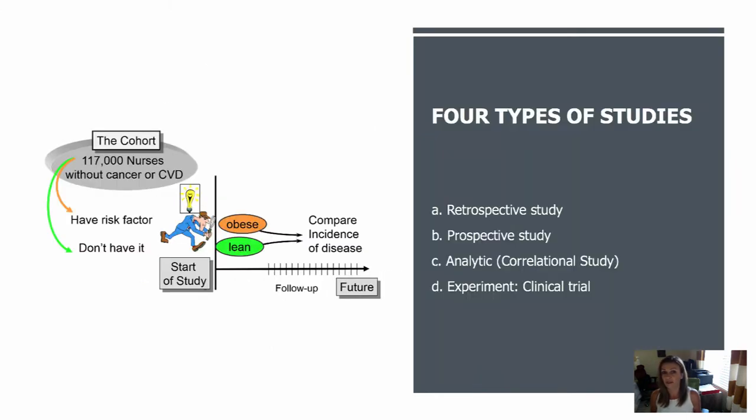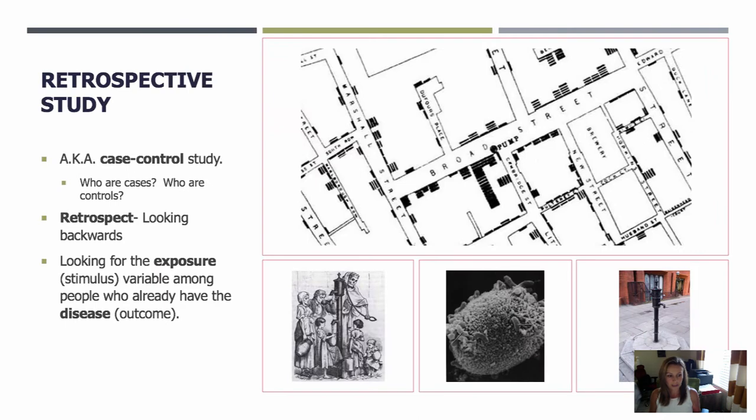Now let's talk about the 4 types of studies. Very brief, okay, this is not an EPIC class, but what I want you to do is connect the dots as to the type of study, how we collect the data, and what that means, how we interpret those findings. So the 4 basic types would be retrospective study, prospective study, analytic or correlational study, and finally experimental. So let's briefly talk about each one of them.